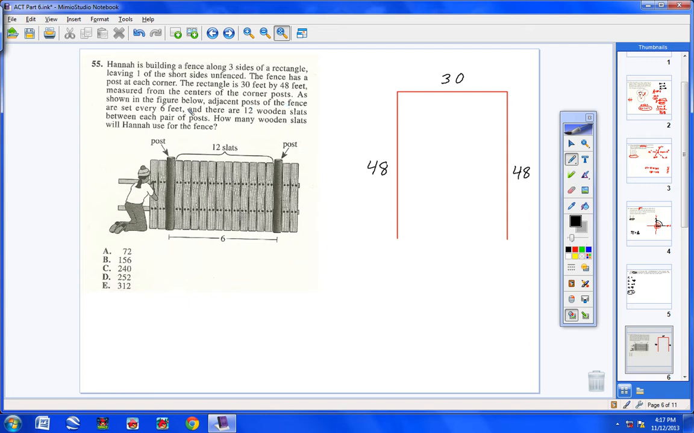As shown in the figure below, adjacent posts of the fence are set every 6 feet. So every 6 feet there are posts, and there are 12 wooden slats between each pair of posts. How many wooden slats will Hannah use for the entire fence?